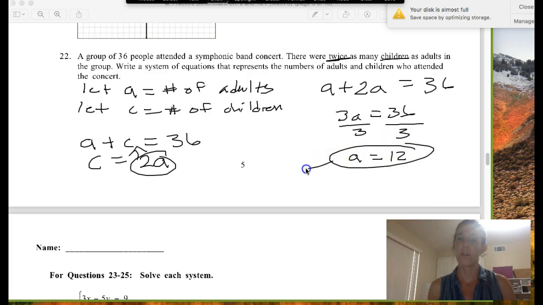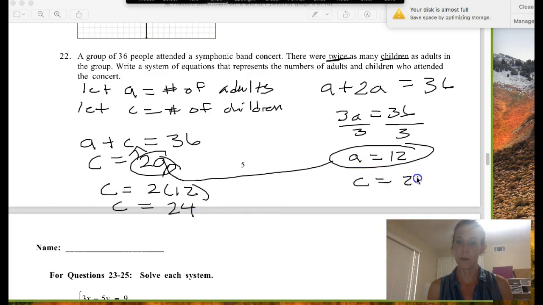Now I can figure out the number of children because I just plug this into either equation. It's easiest to plug it in here because it's going to tell me directly. The number of children is 2 times the number of adults. So 2 times 12, and the number of children is going to be 24. So children will equal 24, if you were to solve that.